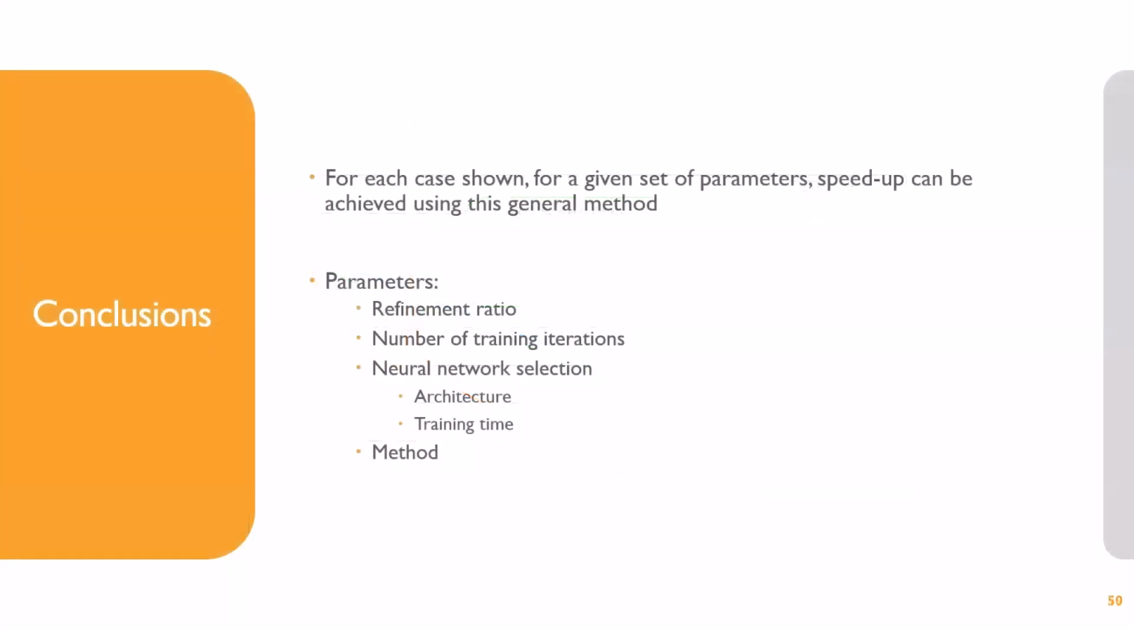So yeah, to conclude anyway, what have I shown? I guess I've shown that this method can be used to speed up specific test cases when you set a specific set of parameters. So the parameters being the refinement ratio of the test cases, the number of training iterations, the machine learning architecture, training time, and these different methods. How these parameters can be tuned, I'm not too sure of. That's one of my next steps, to come up with some rules of thumb for how to make this better.